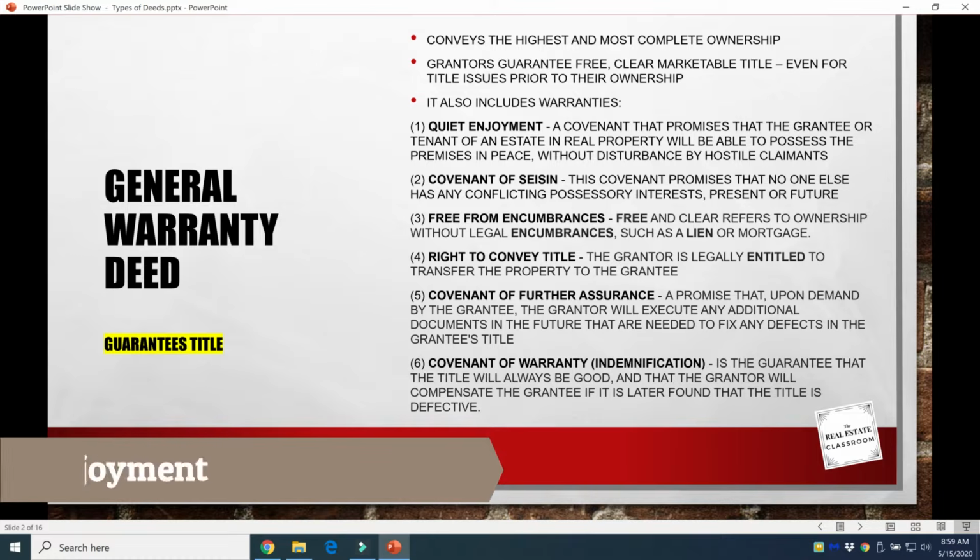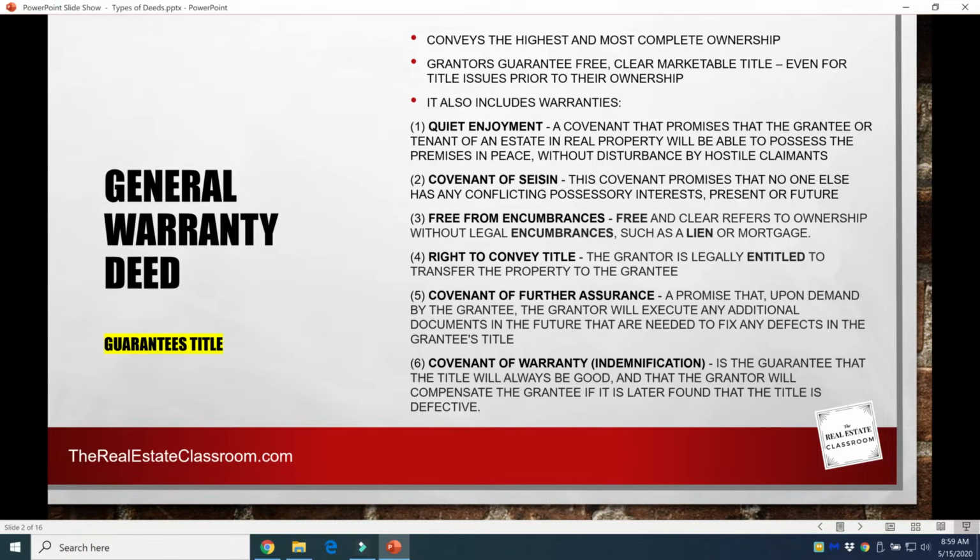All right, the first type of warranty I want to talk about is quiet enjoyment. And as you can see, I put the definition to all of these warranties on your screen. Quiet enjoyment is a covenant that promises that the grantee or the tenant of an estate in real property will be able to possess the premises with peace, without any disturbances by hostile claimants, meaning they're going to be able to enjoy that property without a previous owner basically making a claim against their interest in that property.